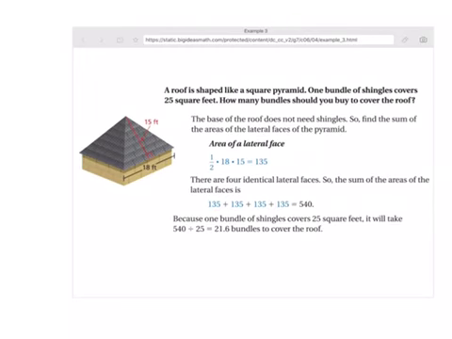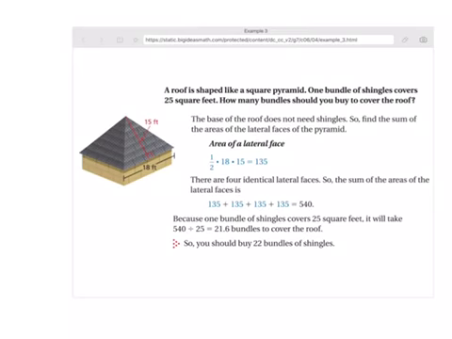Well, if you divide 540 by 25, you're going to get 21.6 bundles. Can you buy a part of a bundle? No. So you need to round up because you need to buy 1 extra bundle. You're going to have a little bit left over, which is good in case there's a tornado. So you'll get that you need to buy 22 bundles of shingles to have enough shingles to cover this roof.